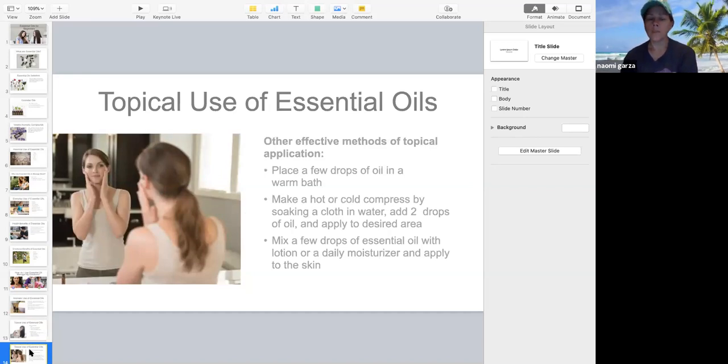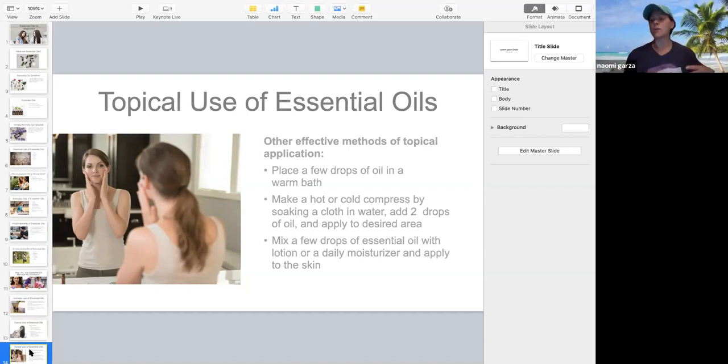Other effective topical applications: a few drops in a warm bath. Okay, don't do citrus oils. And if you want to add them to your bath, and I'm going to say if you're new to this, put a couple of drops on some Epsom salt and then do your bath.